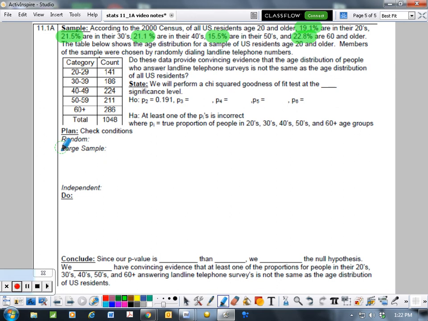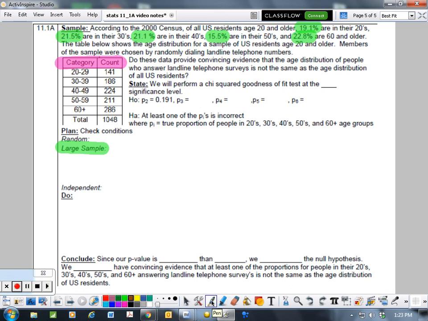And so we're going to use that down here for our large sample. Now what we actually found in our sample data, these are our observed amounts. And we're going to check and see if those observed amounts are really the same as our population or are they different. So do these data provide convincing evidence that the age distribution of people who answer landline telephone surveys is not the same as the age distribution of all U.S. residents? So I typed out a lot of stuff for you so you don't have to write as much.